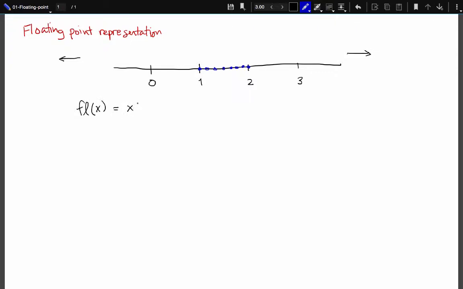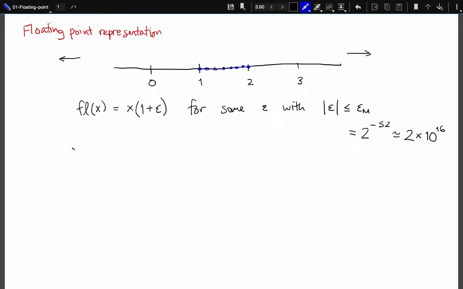So we have this function fl, which maps each real number x to its floating point counterpart. And you always choose the nearest possible floating point representative, which is very close by in the sense that the distance scales like 10 to the minus 16 for this number epsilon.